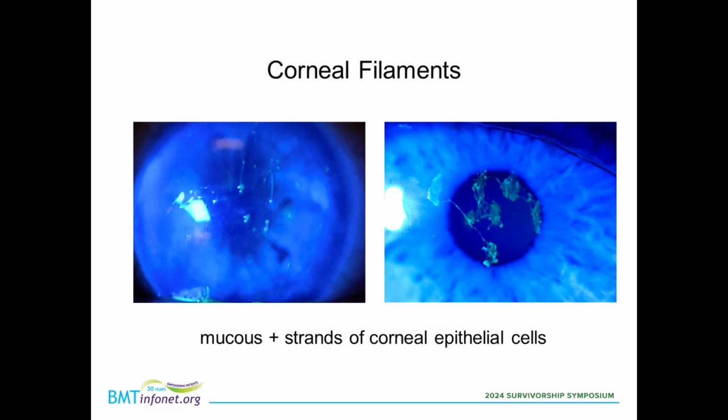And these string out every time the lid opens and closes. It tugs on the epithelium, and it can be painful. Over on the left, you see these loose on the surface of the cornea, these linear areas, and on the right, you actually see flattened filaments in a very dry eye.